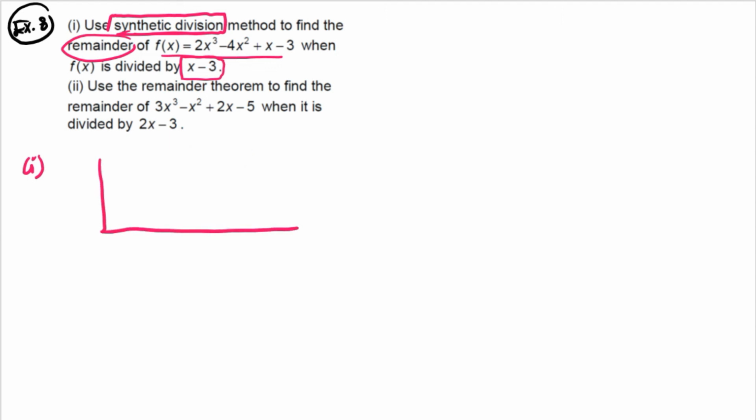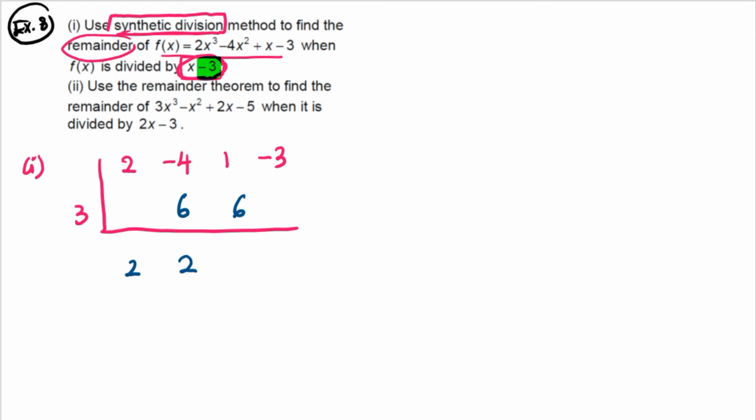So I have something like this. This is the coefficient of x cubed, the coefficient of x squared, the coefficient of x, and the constant number. I want to divide by x minus 3, therefore I consider a positive 3 only. Now I bring down 2, I have a positive 2. Now I multiply 2 by 3, I'll have a 6. You go here. So 6 added to negative 4 gives 2. 2 multiplied by 3 gives 6 here.